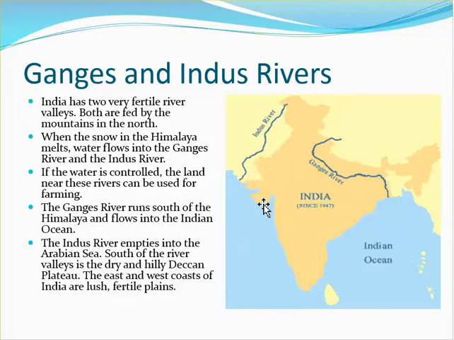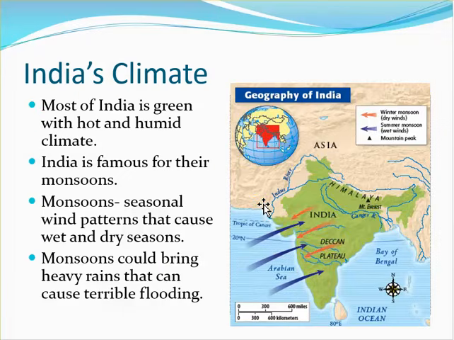To clarify, India's climate is very unique. Most of India is green with a hot, humid climate. India is famous for its monsoon seasons. Monsoons are seasonal wind patterns that cause wet and dry seasons. Monsoons can bring heavy rains that can cause terrible flooding.